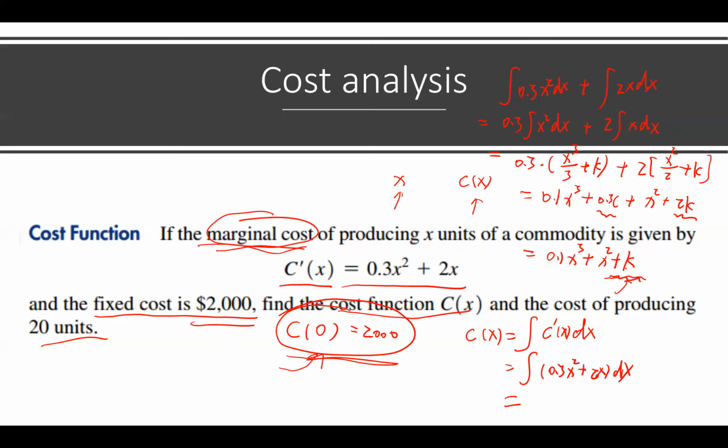The second question, the cost of producing 20 units, asks for the cost when plugging the value of 20 in for X. That's just one analysis. Now let's continue.